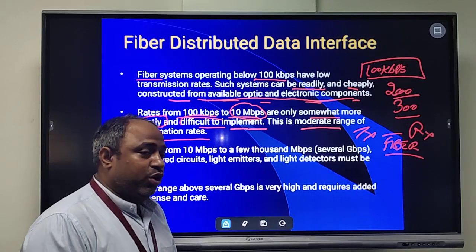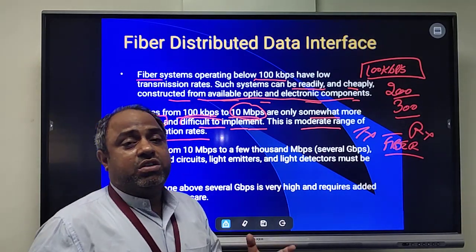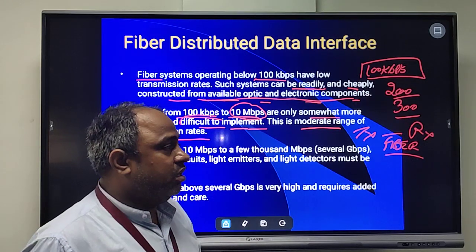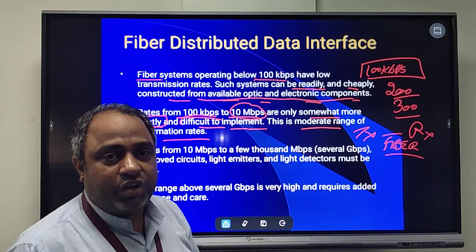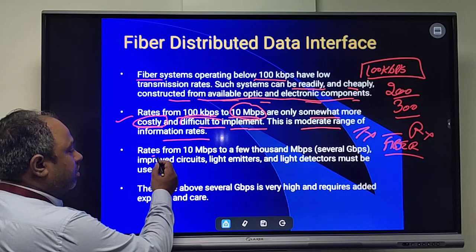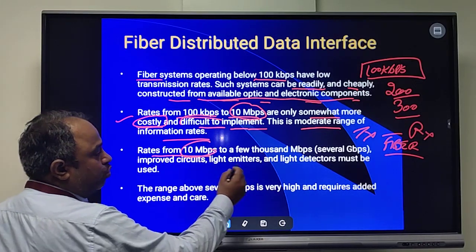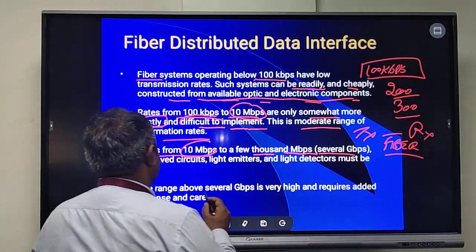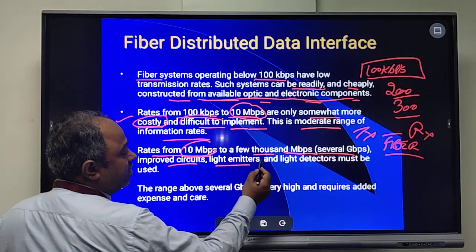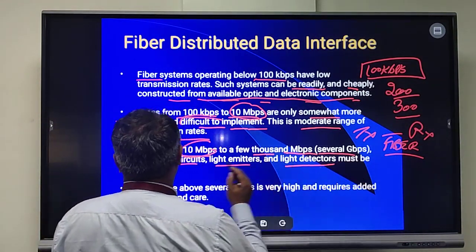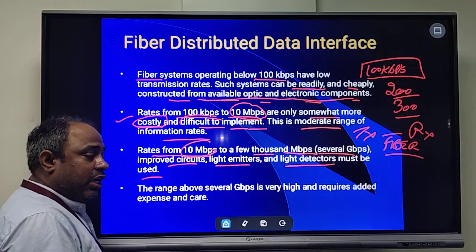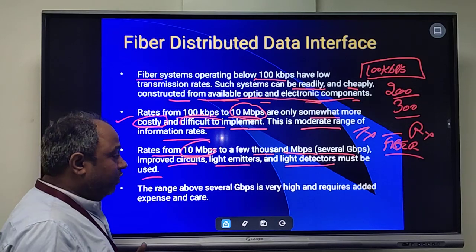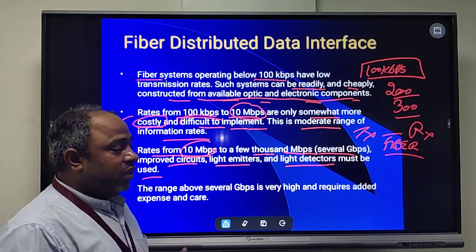That is the beauty of data transmission. Nowadays, we use terabits of data which can travel within a fraction of a second with the help of several kinds of networks. Now the rates go from 10 Mbps to approximately 1000 Mbps, about 1 Gbps. The circuit is improved, and light emitters and light detectors must be used. It means the network is complex, and at that time we use light emitters and light detectors.